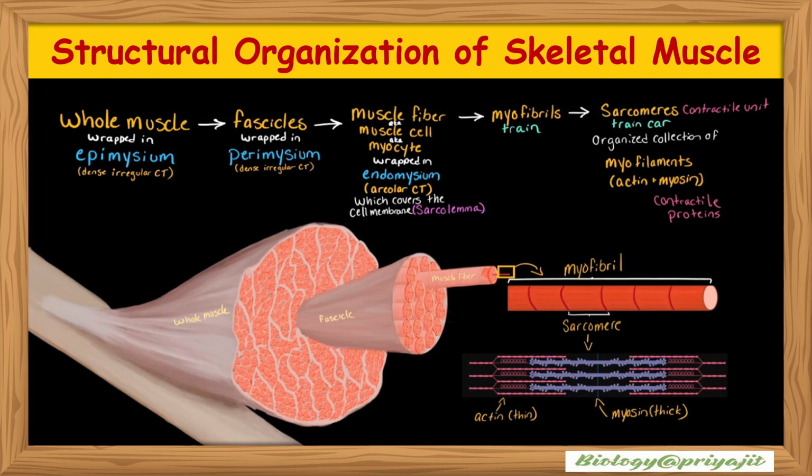sarcolemma. Within these fibers lie myofibrils, which are further divided into repeating units called sarcomeres, the true engines of contraction. Inside the sarcomeres, special proteins like actin and myosin interact to generate the force that drives all muscle activity. By the end of our discussion, you will have a clear picture of how muscles are structured, right from the outer covering to the microscopic contractile machinery that keeps our body in motion.